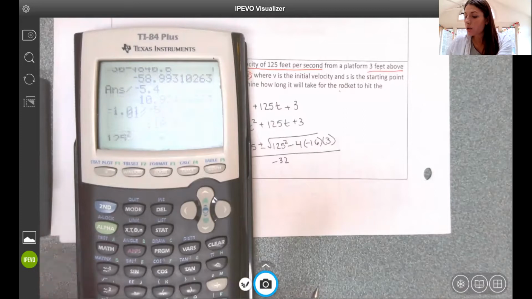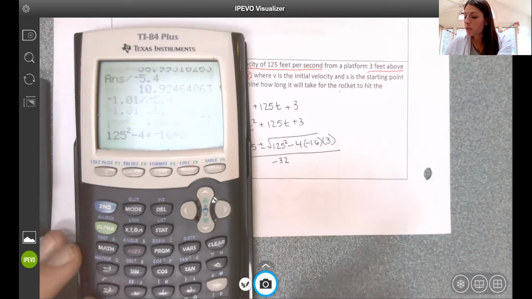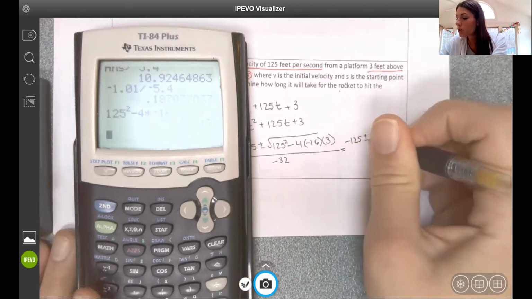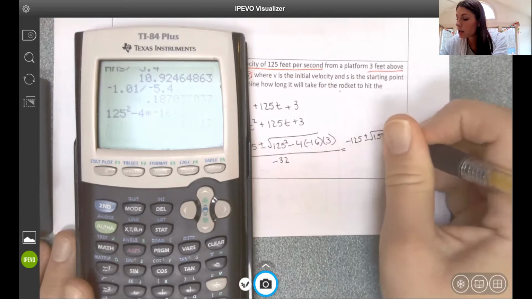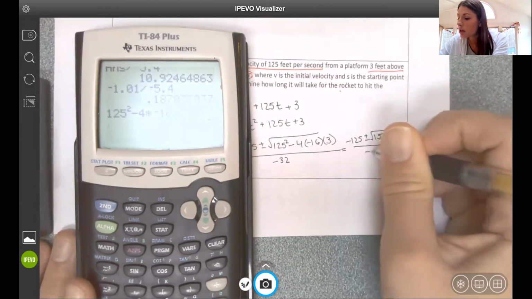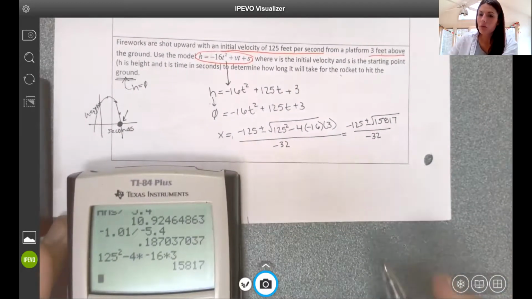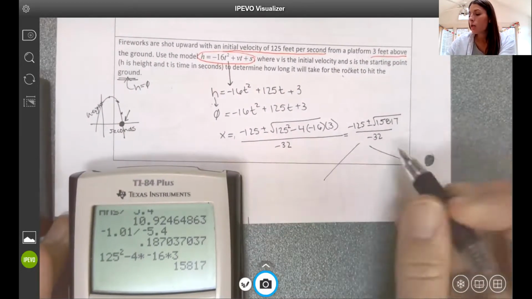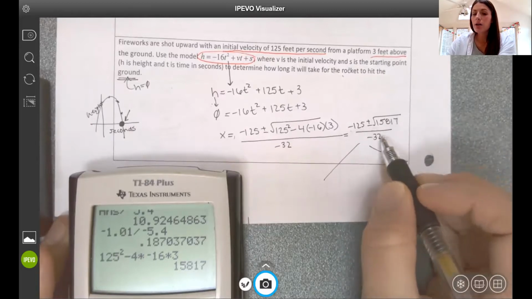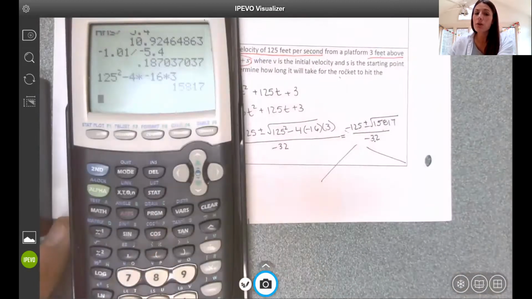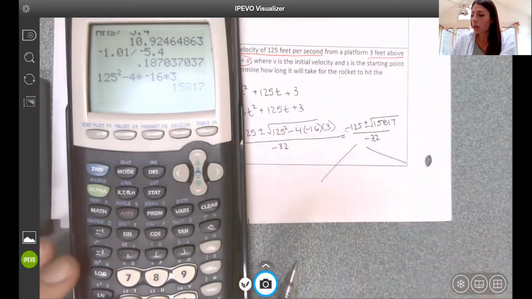So 125 squared minus 4 times negative 16 times 3. So I have negative 125 plus or minus the square root of 15,817 over negative 32. So definitely trickier numbers to work with, right? And so I'm going to get two solutions here. One, I'm going to add my radical in and then divide by negative 32, and the other I'm going to subtract. And again, remember, we have to be really careful that we're dividing the entire numerator by negative 32.